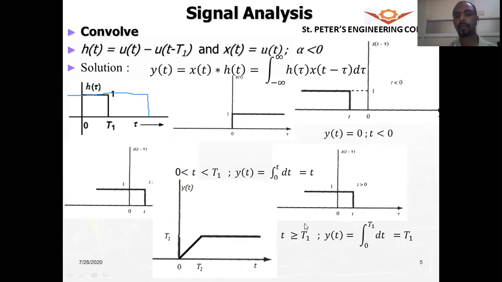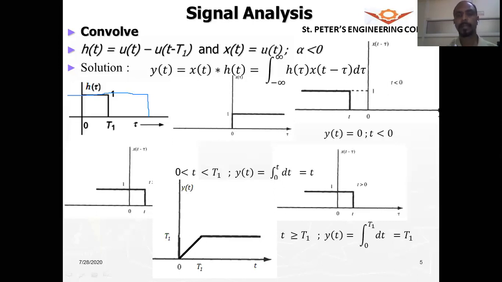If t is, I mean t greater than t1 means 2 times t1, 10 times t1, 100 times t1, whatever number we take, it is equal to t1 alone. So therefore, at whatever time we go, it is fixed to t1. So this is what we have shown. This is what we call the convolution operation, and this is how we compute the output.